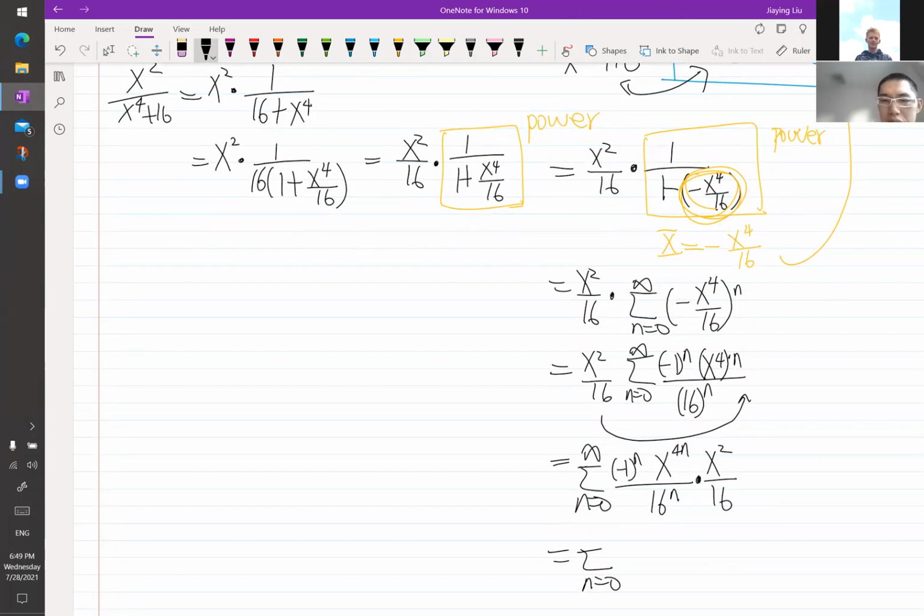So we end up with sum n from 0 to infinity, negative 1 to the n, x to the 4n plus 2, when we multiply the two x terms together, divided by 16 to the n times 16 in the denominator, so 16 to the n plus 1. I believe this is the correct answer for the power series. Questions on this problem?